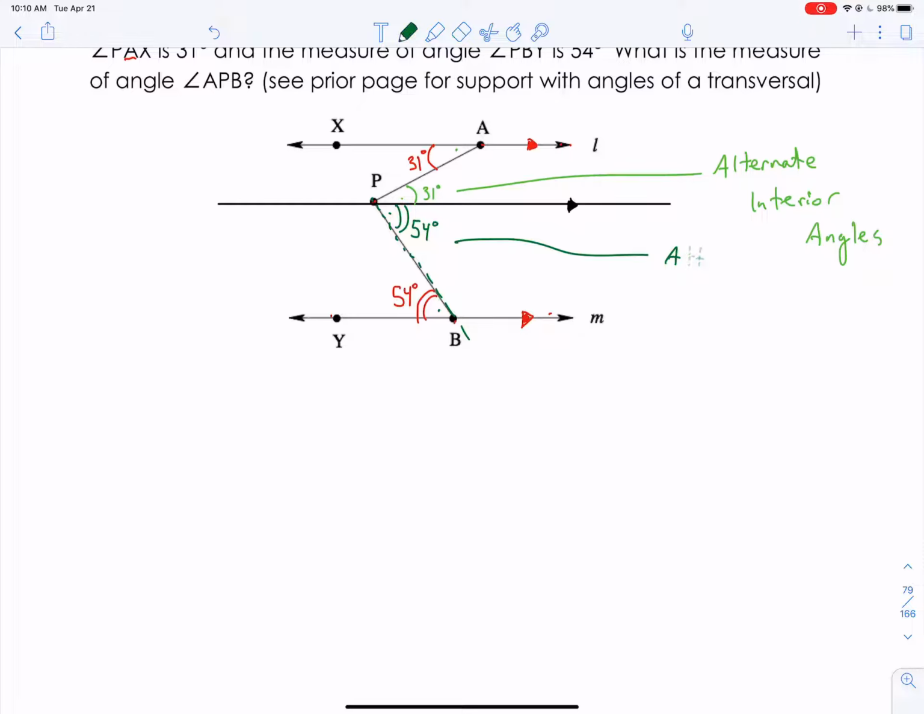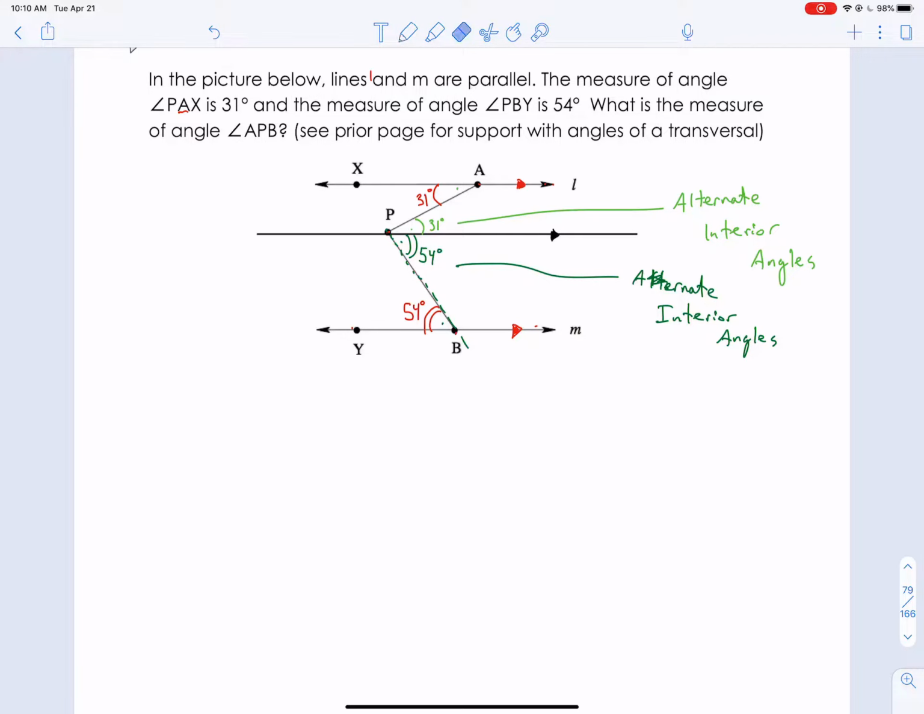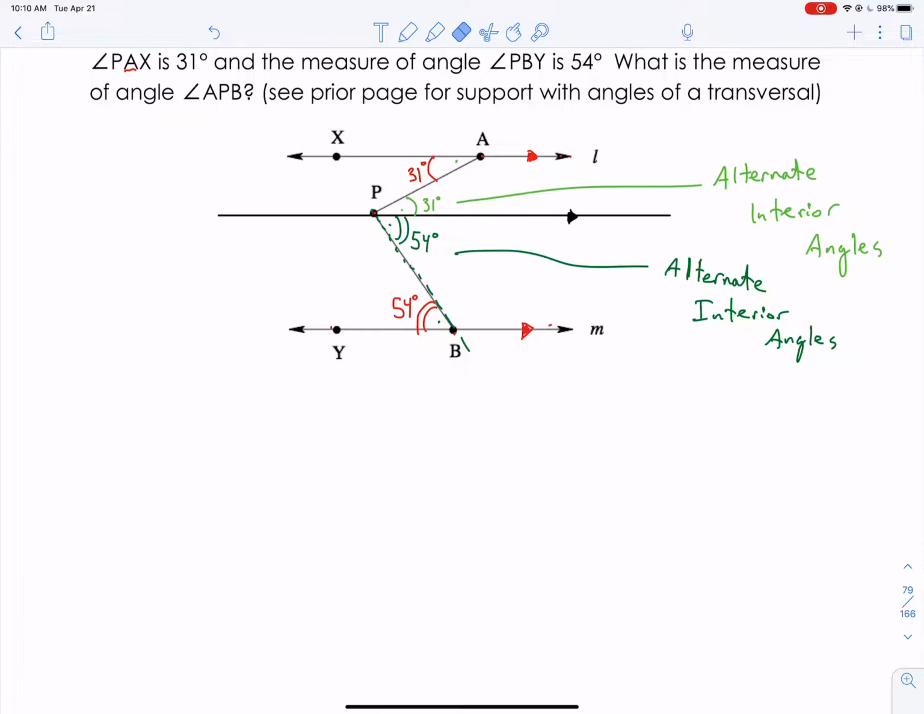alternate interior angles. Okay, and then in class, we would have had to write the reason. So why are these the same? It's basically just telling me what type of angles they are.